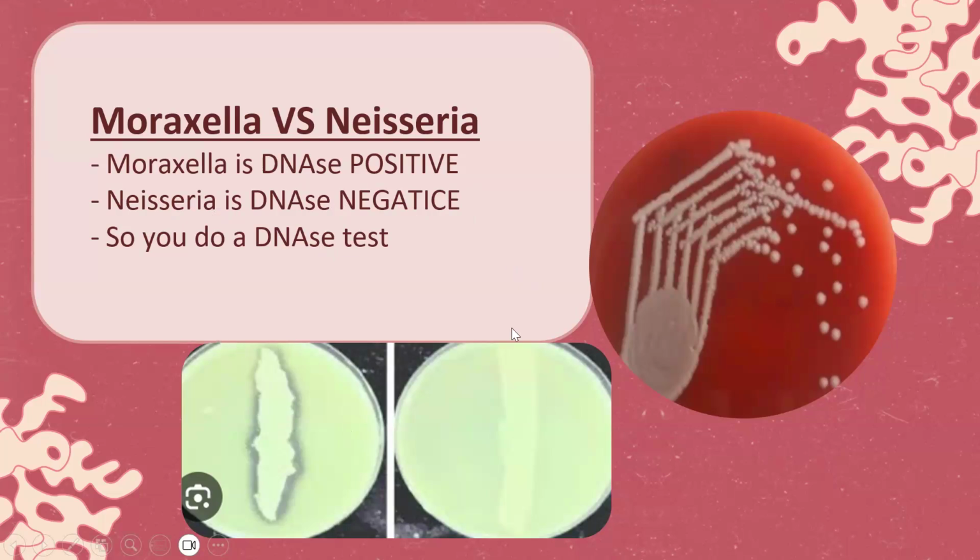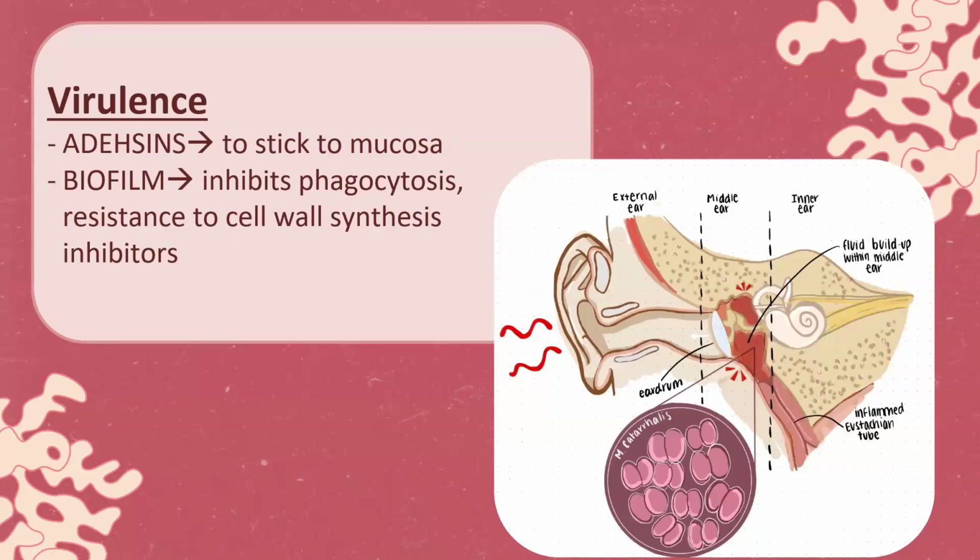Okay. Let's go back here. This is the virulence for Moraxella. It has adhesion protein to, again, adhere to the mucosa. So as you can notice, there is a pattern of virulence factors, where the three organisms that we discussed have something that makes them stick to the mucosal surfaces. Okay, it also has a biofilm. A biofilm is also like a capsule that also inhibits phagocytosis. So common virulence factors are something to inhibit phagocytosis and something to make you stick to something.